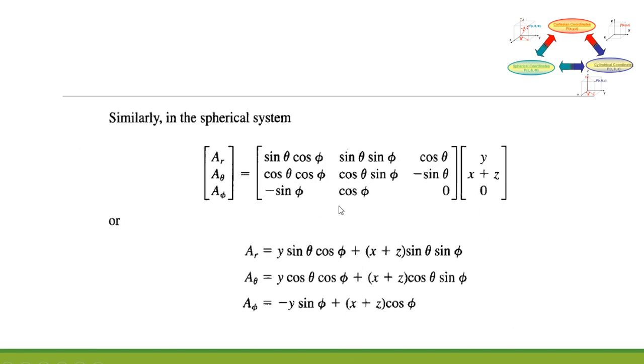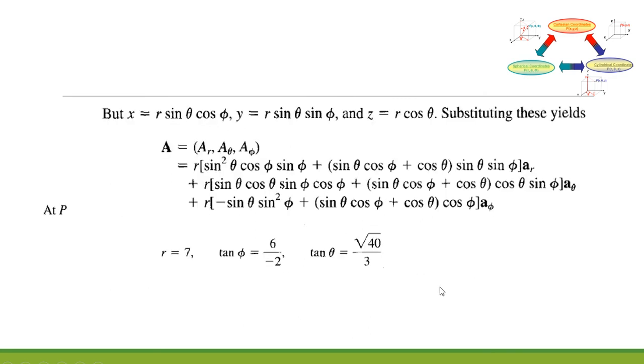Similarly, for the spherical system also you write the transformation equation. You know this one, sin, and you can expand this equation. After expanding, you get this equation. These are just the formulas. So for x you have to write r sin theta cos pi, for y, r sin theta sin pi, and for z equal to r cos theta.